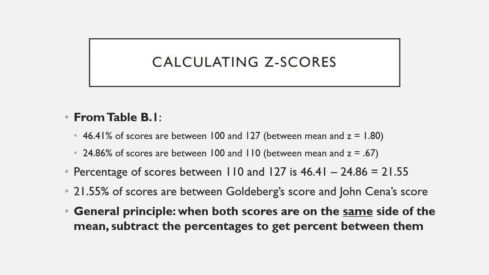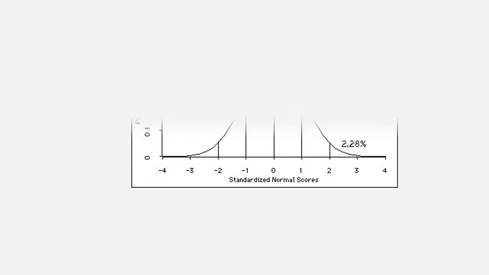If you were to map out where these scores are on a bell curve that you're just sketching, you would be able to see that the logic bears out. If you're trying to find the distance from Goldberg to John Cena, once you know John Cena's chunk, getting rid of the chunk from the mean to Goldberg is going to yield you just the area from Goldberg to John Cena.